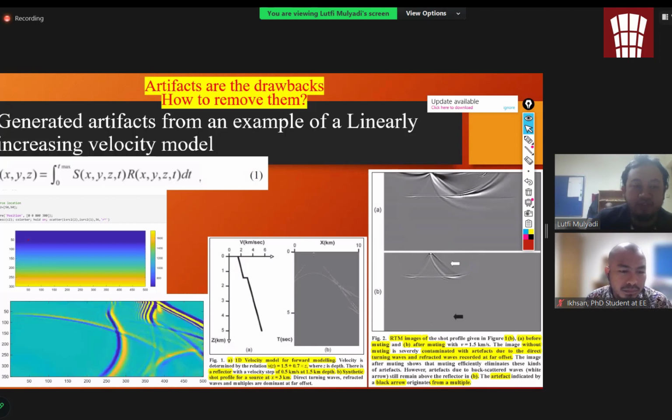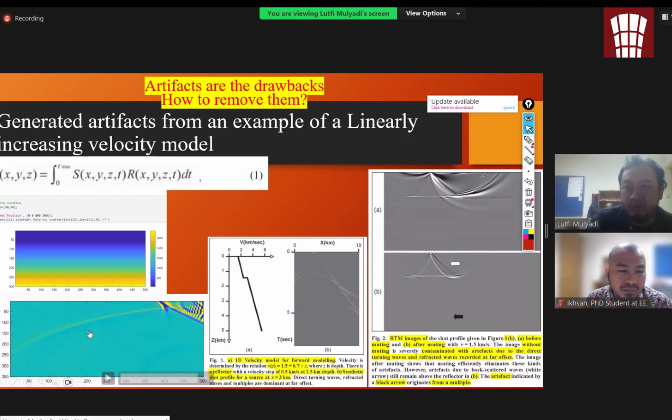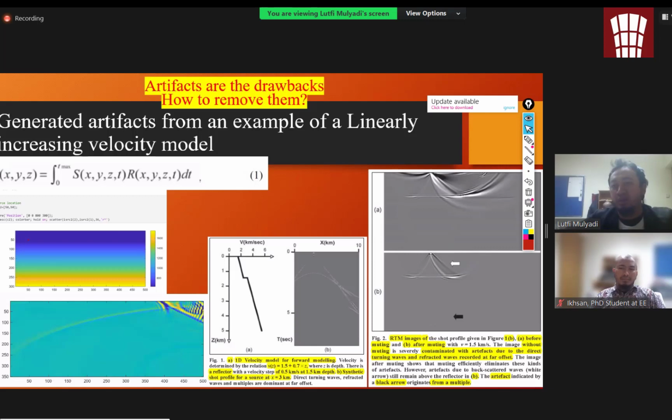What happens after this wave undergoes a linearly increasing velocity model? It's like diving. Before the wave enters the linearly increasing model, it is directly propagating. We can say this is the direct wave. We have the direct wave, and we have diving once the wave undergoes the linearly increasing velocity model. Do you agree with what I say?